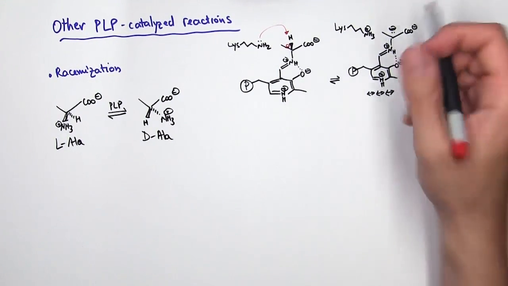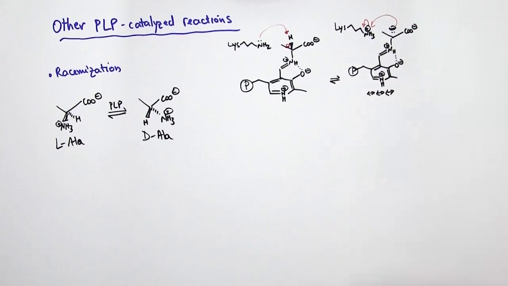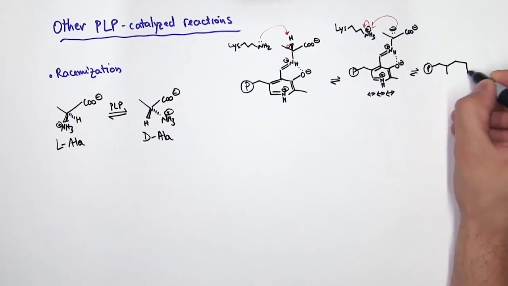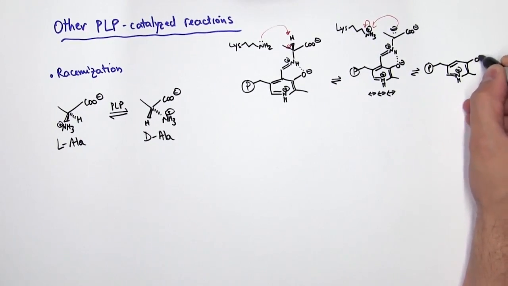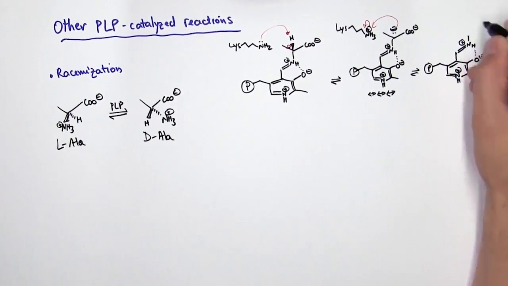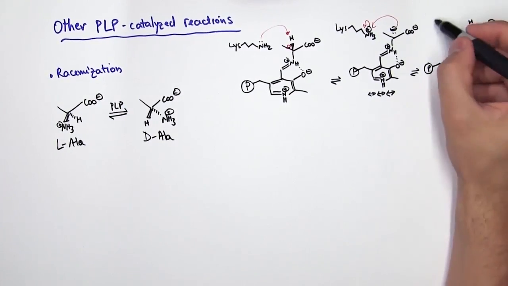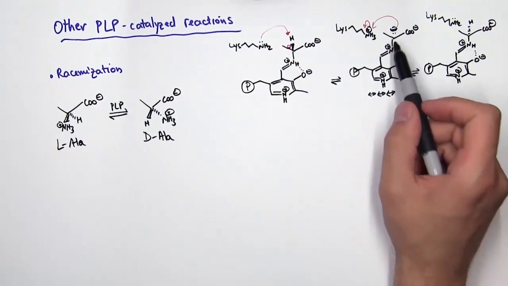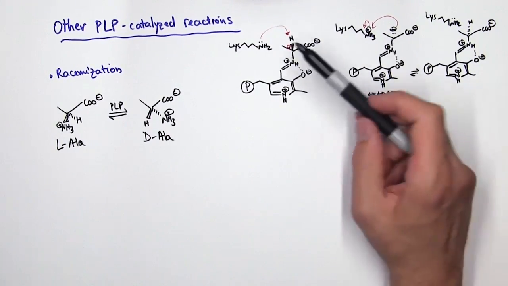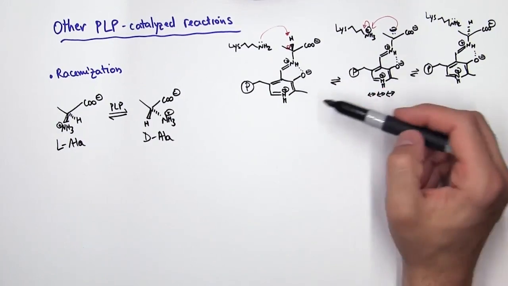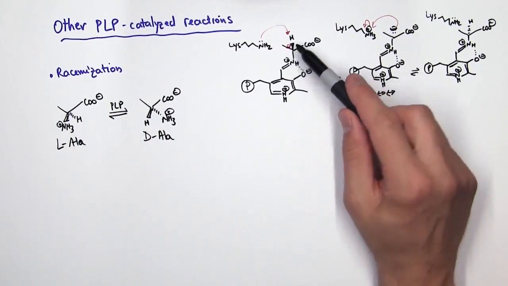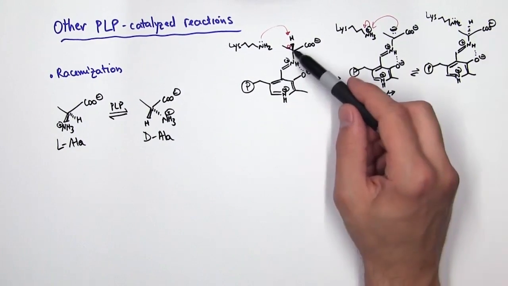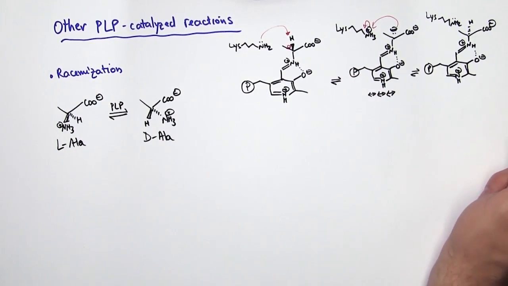So if that reprotonation happens from the bottom, we will obtain the Schiff base corresponding to the D-alanine. So by being able to generate this carbanion at the alpha position, the PLP reaction and cofactor allows the inversion of the configuration at the alpha carbon, converting the L-alanine to D-alanine.